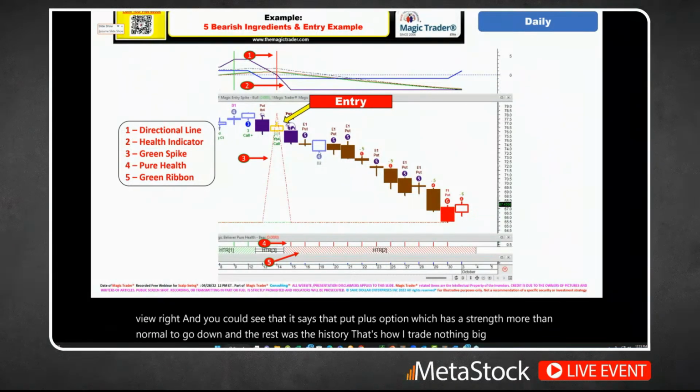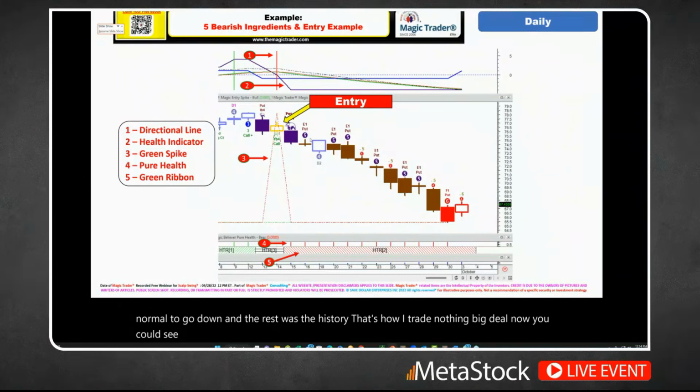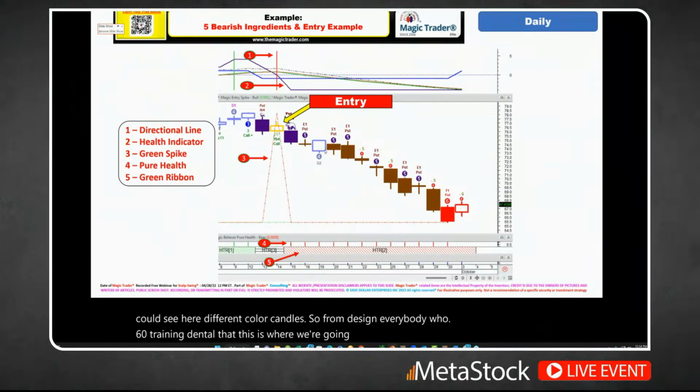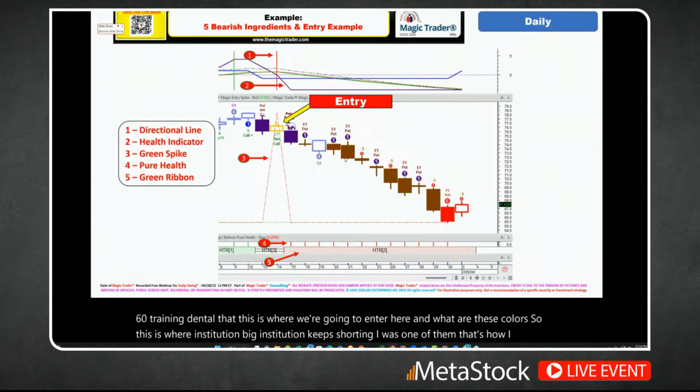Now you could see here different color candles. So from design, everybody who takes the trading knows that this is where we're going to enter here. And what are these colors? So this is where big institutions keep shorting. I was one of them. That's how I designed it. And it is true.